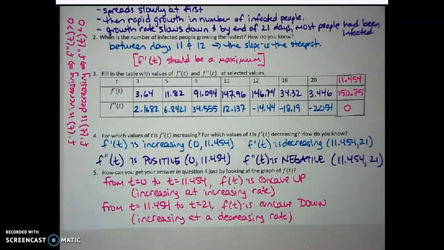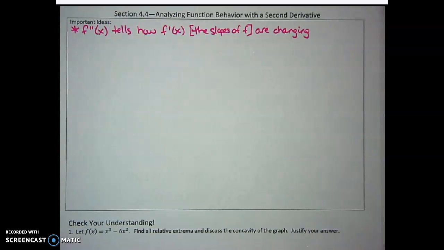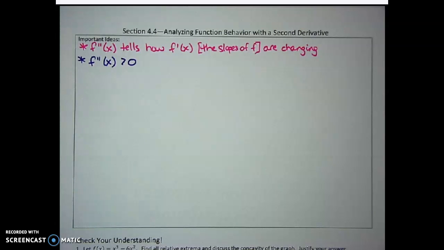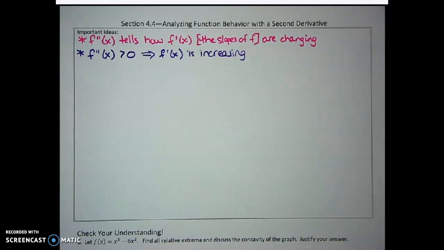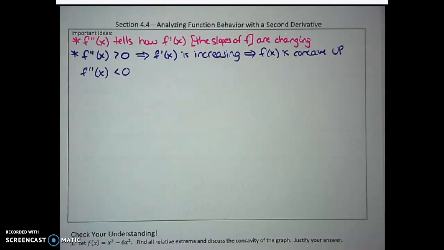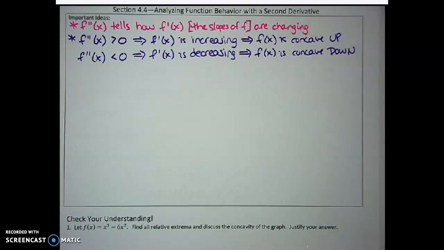Now let's put together a couple of these important ideas of the second derivative test. To begin with, basically, the second derivative tells how the first derivative, the slopes of f, are changing. If the second derivative is greater than 0, that means that the slope of the first derivative is increasing. And this in turn means that the original function is concave up. On the other hand, if the second derivative is less than 0, then this is going to mean that f prime of x is decreasing, which in turn means that the original function is concave down.